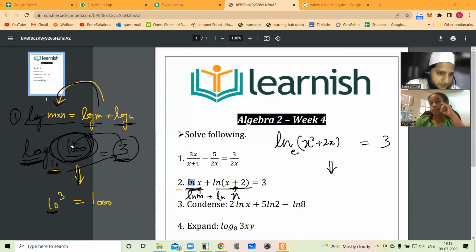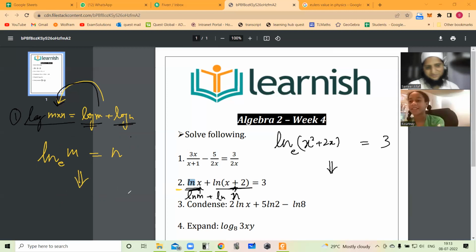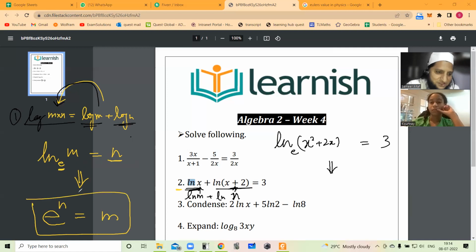I can write this in a more general form so that I can be more clear here. Log of, or you can say ln of m equals n, and the base is here e. So then it'd be e to the power n equals m. Like, you don't have to write ln when you're using the base. You're using this thing here, e to the power n equals m. That is equivalent to this.